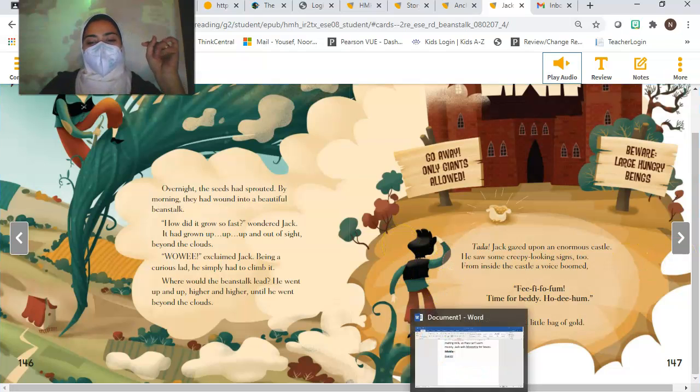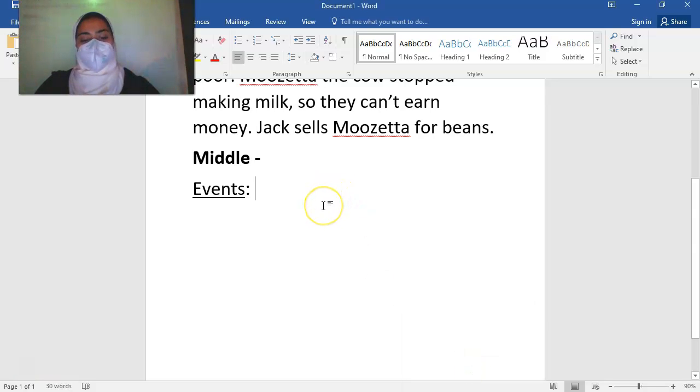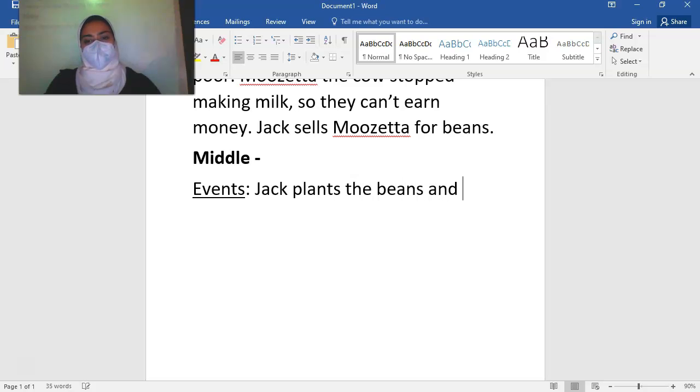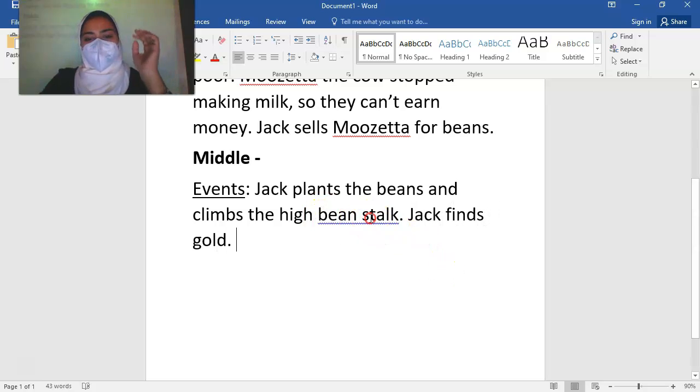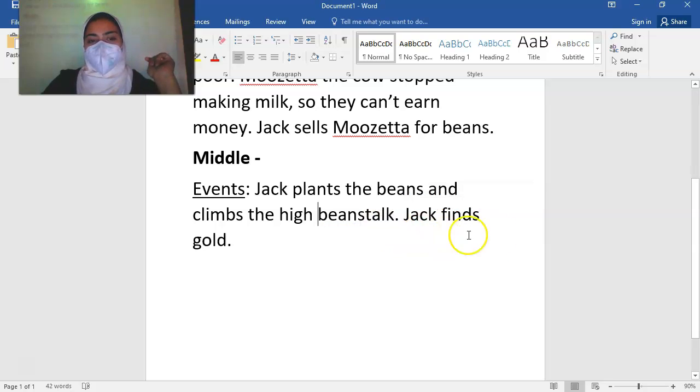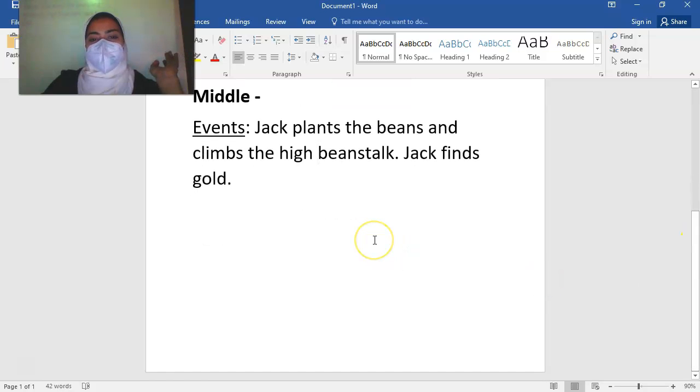So what happens? He plants the beans and... They grow a lot. Okay, very good. So Jack plants the beans and climbs the high beanstalk. And what does he find? Jack finds gold. Yes, this is in the middle where it says events. So what happens? Jack plants the beans and climbs the high beanstalk and finds gold. Or Jack finds gold. Alright, write this down and pause the video now.